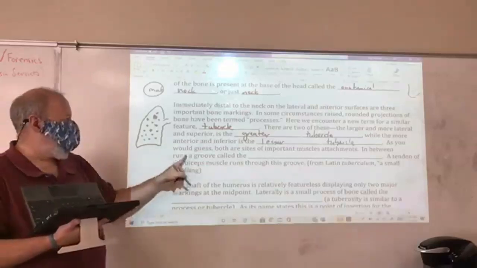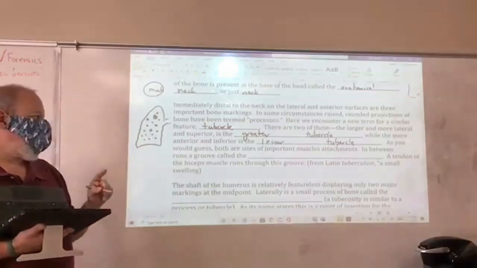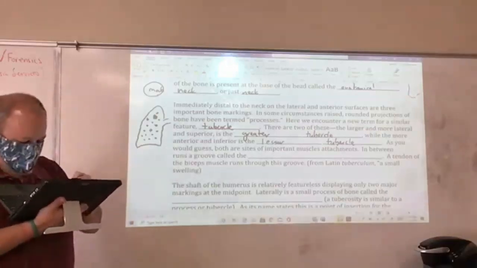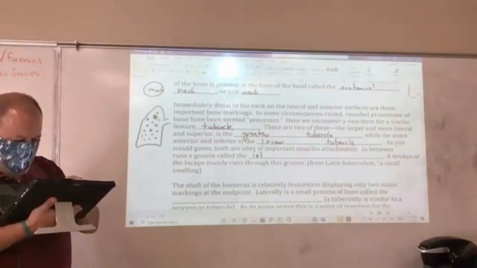And as you would guess, both are sites of muscle attachments. In between, we have the intertubercular groove.